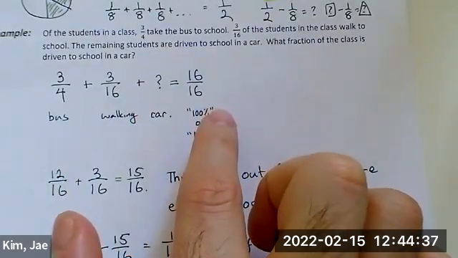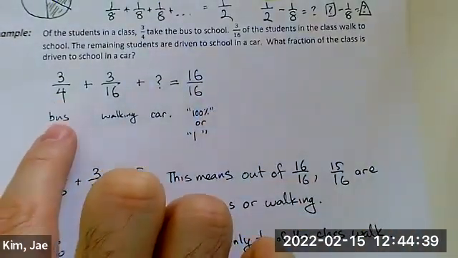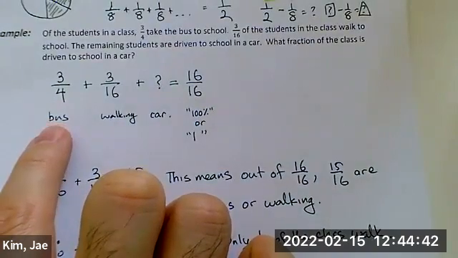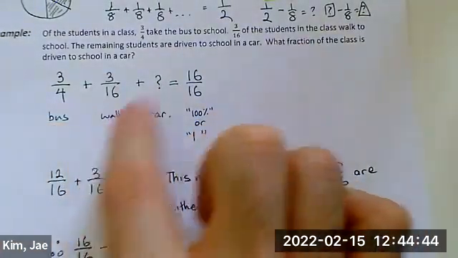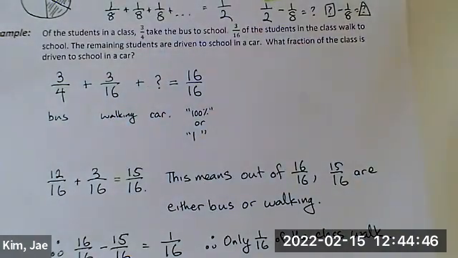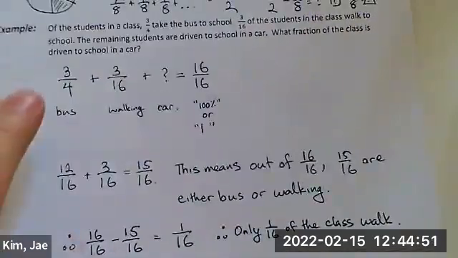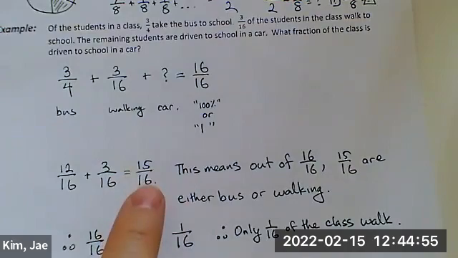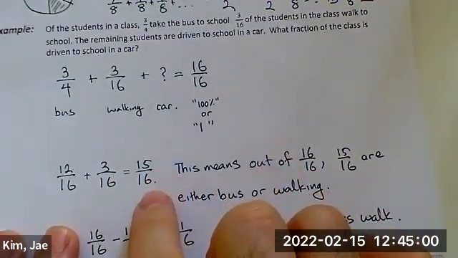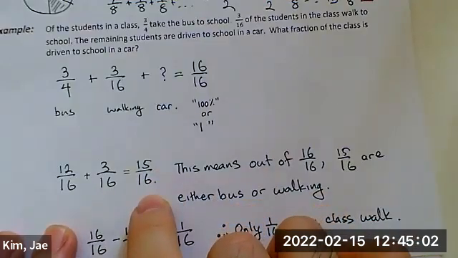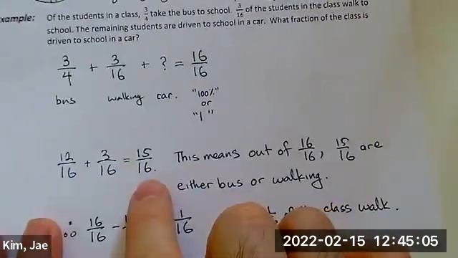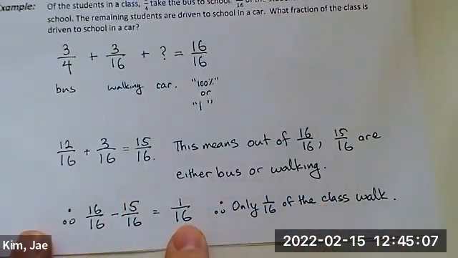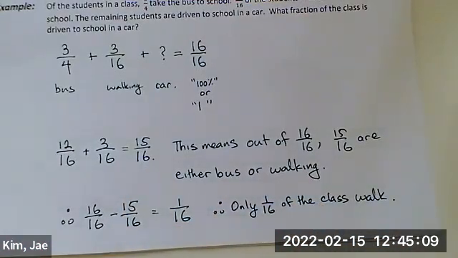16 over 16. I have 3 out of the 4, 3/4 going to bus, and 3/16 going to walk. How many people are left when we are going by car? So I changed everything to have a denominator of 16, and I found that out of 16, 15 of the class, 15/16 of the students are going to be either busing or walking, which means whatever is left over, subtraction, is going to be by car.